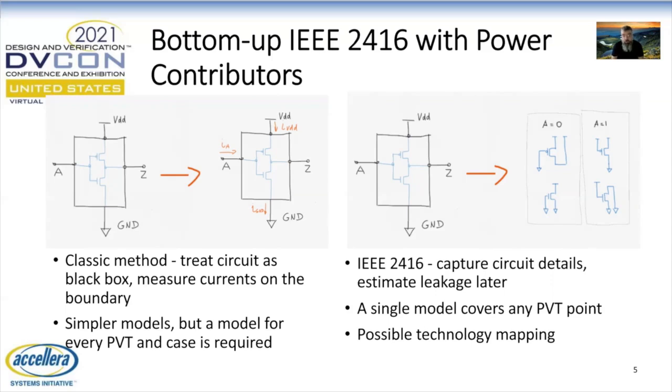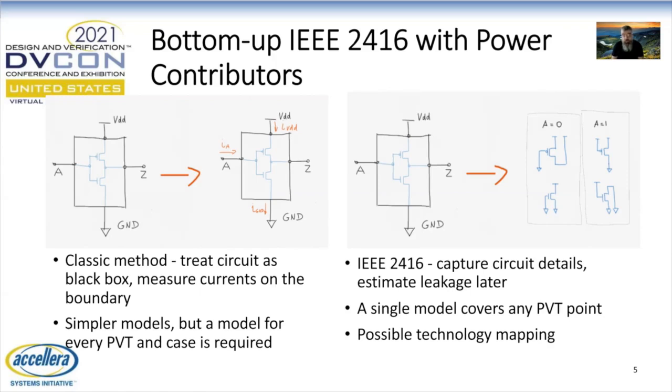How does that compare to the classical models which are available today? In the case of a classical model, the circuit, including the process model, is treated as a black box, and the simulation captures current on the circuit boundary. This creates a simple model, but with the drawback that the model is PVT specific and all information about the model and the circuit is actually lost. If I wanted to get data at a different PVT or using a different process model, I would have to generate that model from scratch, and I would need a model for every PVT point.